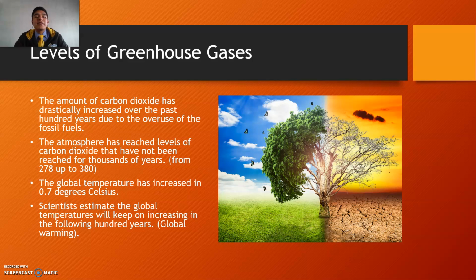All right, so we have levels of greenhouse gases. The amount of carbon dioxide has drastically increased over the past 100 years due to the overuse of fossil fuels. The atmosphere has reached levels of carbon dioxide that have not been reached for thousands of years, from 278 up to 380 parts per million. I guess it's a unit of measurement for that. But it's interesting to analyze the way the atmosphere has changed over the last 100 years.